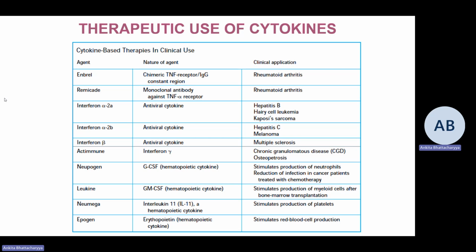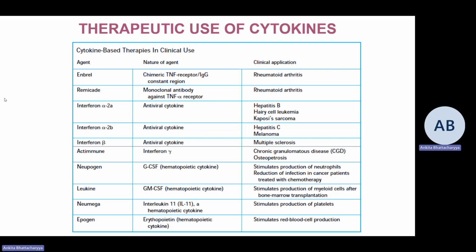You have Enbrel, which is a chimeric TNF receptor IgG constant region containing agent used for rheumatoid arthritis. We have Remicade, you might have heard this name, which is a monoclonal antibody against TNF alpha to cut down on the amount of inflammation which is being generated in such patients. Its clinical application is, of course, rheumatoid arthritis, like I just mentioned. Then you have interferon alpha 2A or alpha 2B used as antiviral cytokines, clinically used for hepatitis B, Kaposi sarcoma, hairy cell leukemia, hepatitis C, melanoma, etc.